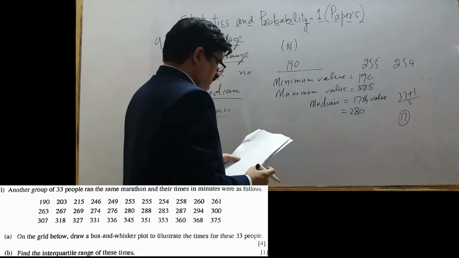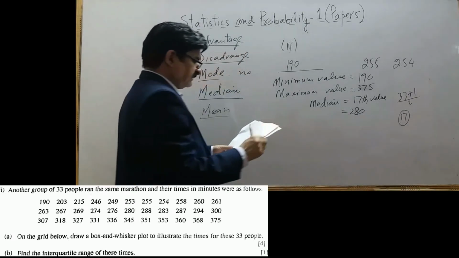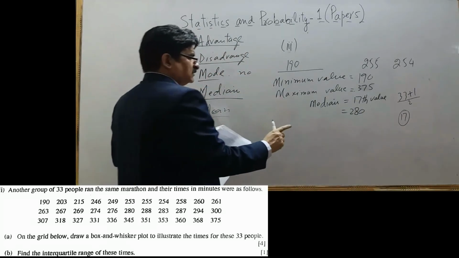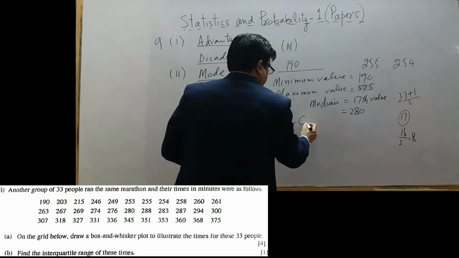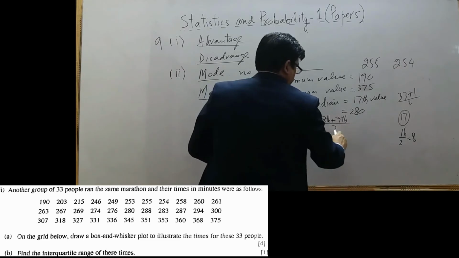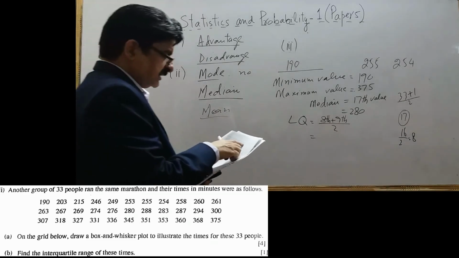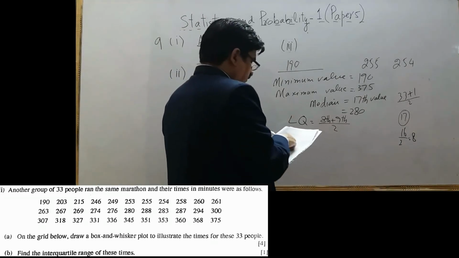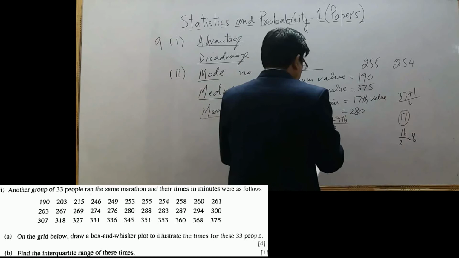Then we have the 17th value as the median. So see the first 16 values. First 16 values, you take half of it, it will be 8. So the 8th value plus the 9th value. So the lower quartile equals the 8th plus 9th value divided by 2. What is the 8th value? 1, 2, 3, 4, 5, 6, 7, 8. Now see that after arranging, the 8th value, 1, 2, 3, 4, 5, 6, 7, 8. The 8th value becomes 255.